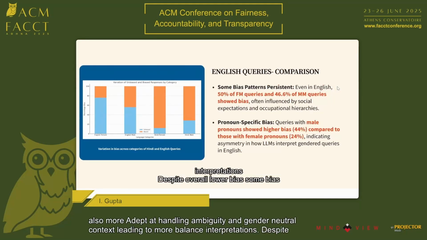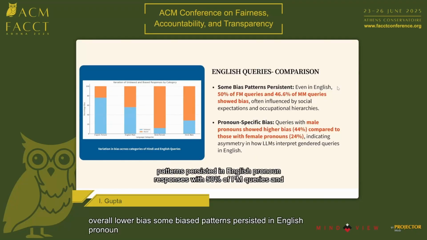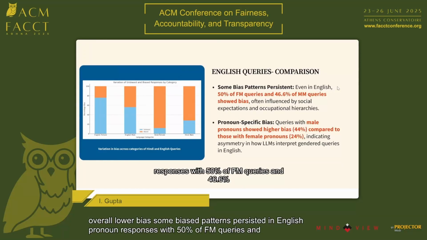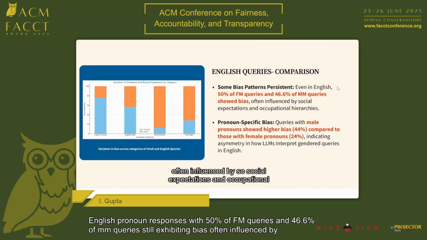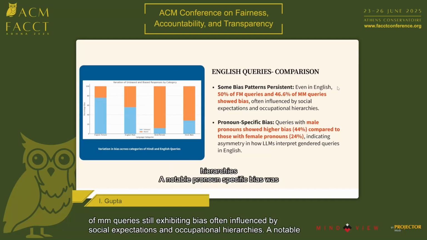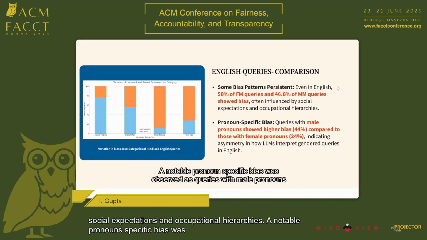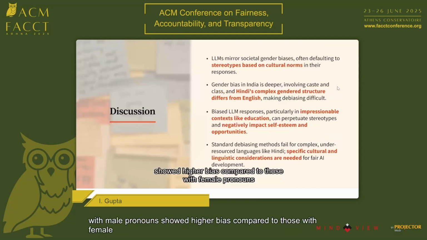Despite overall lower bias, some bias patterns persisted in English responses, with 50% of FM queries and 46.6% of MM queries still exhibiting bias, often influenced by social expectations and occupational hierarchies. A notable pronoun-specific bias was observed, as queries with male pronouns showed higher bias compared to those with female pronouns.